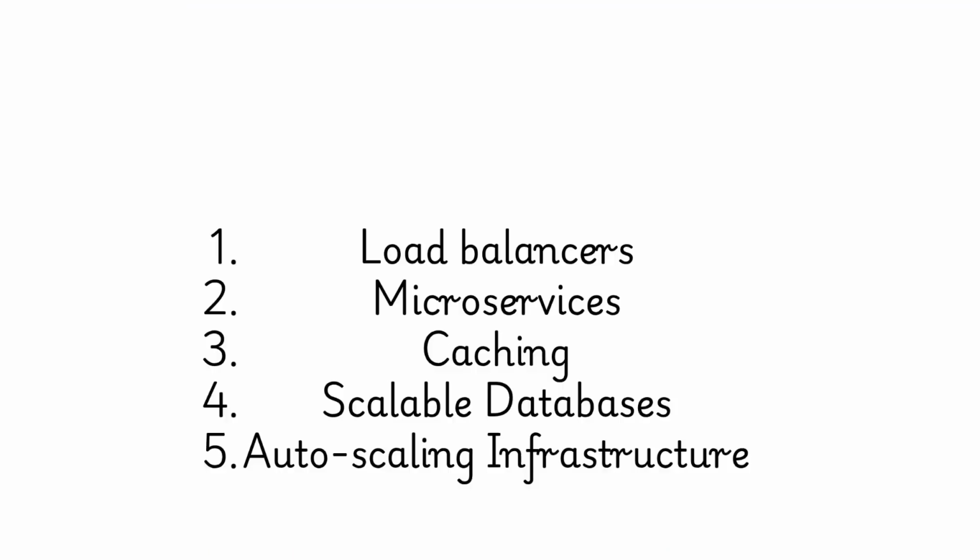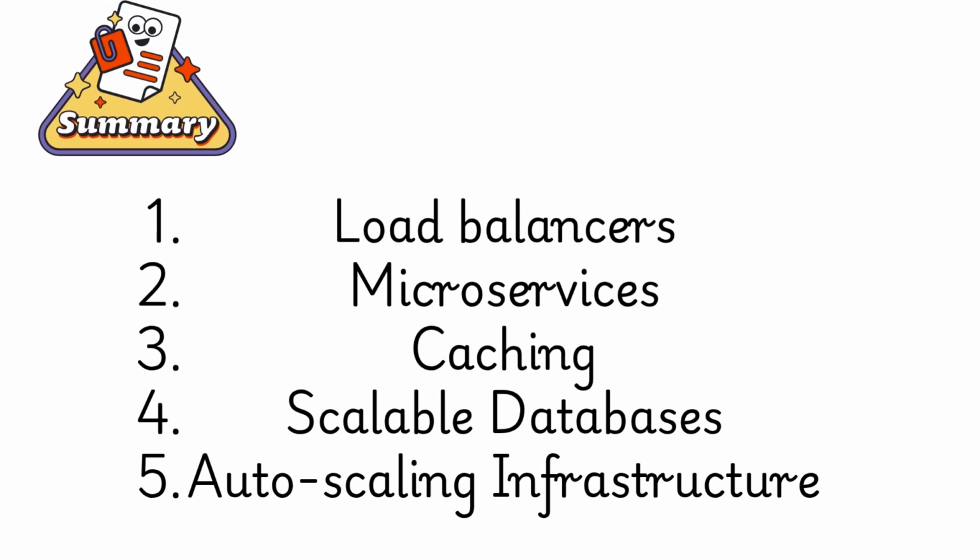Now, to wrap up, we have 5 key components that make a system scalable. Number 1, load balancers. Number 2, microservices. Number 3, caching. Number 4, scalable databases. And number 5, auto scaling infrastructure. Each one plays a role in helping a system grow without falling apart.